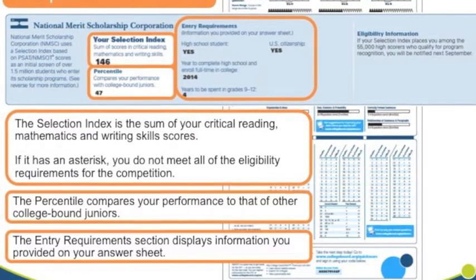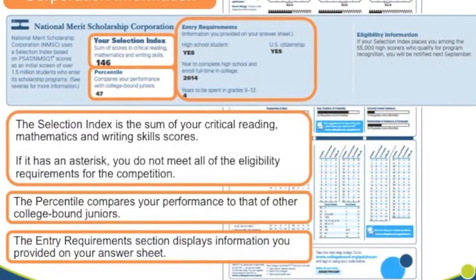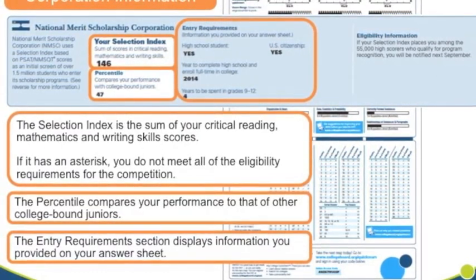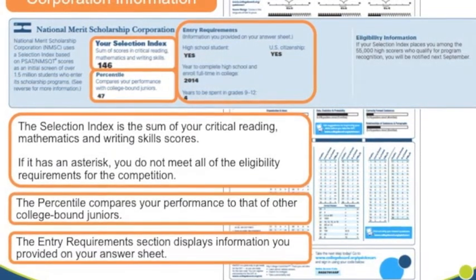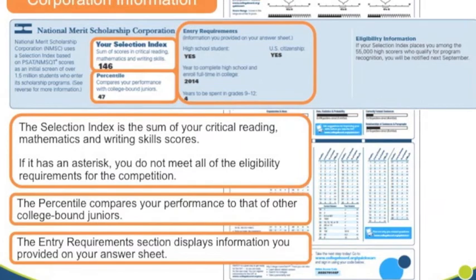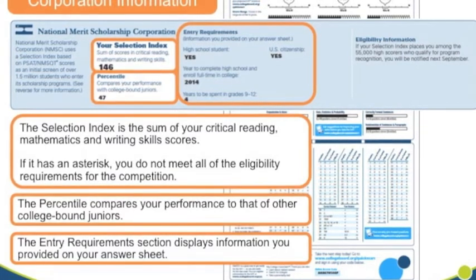More than 1.5 million juniors enter the competition each year. About 50,000 qualify for recognition, and about 9,600 of these students receive an award. Be sure to look at your own selection index and eligibility when you receive your score report.